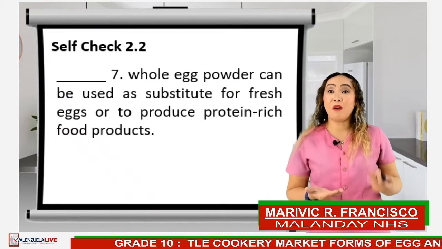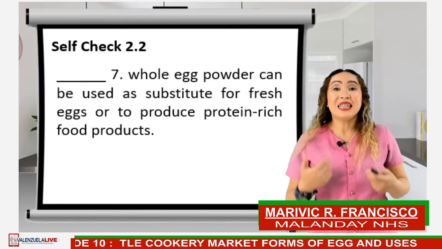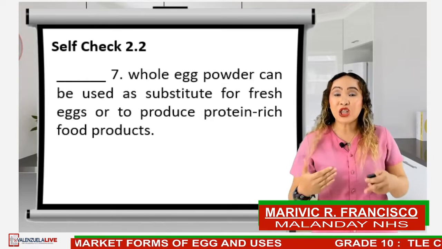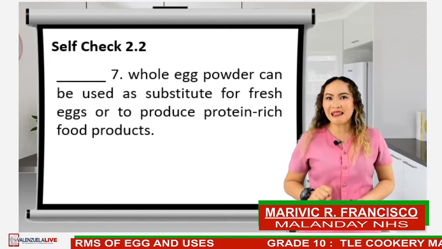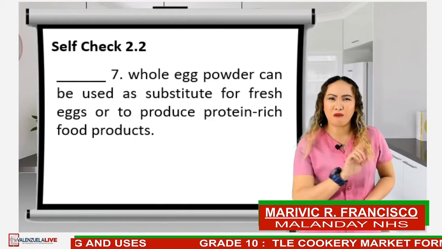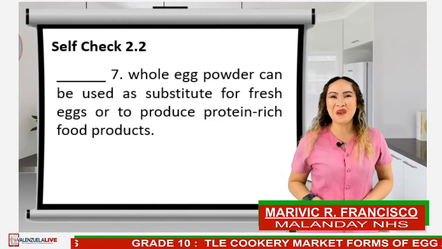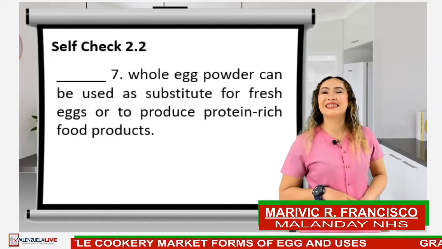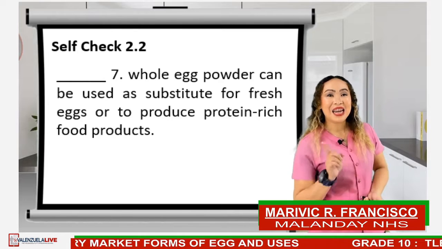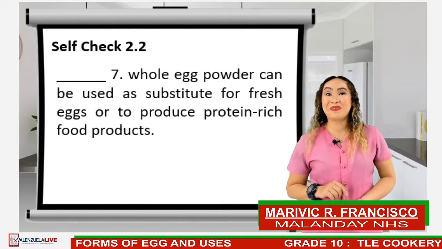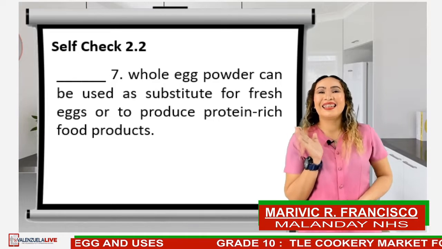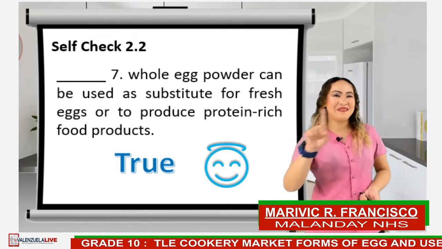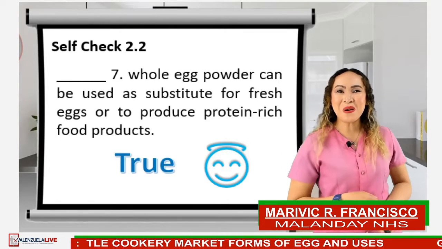Next, number 7. Whole egg powder can be used as substitute for fresh eggs or to produce protein-rich food products. Is it a true or a false? Write your answer. If your answer is true, then you are correct.